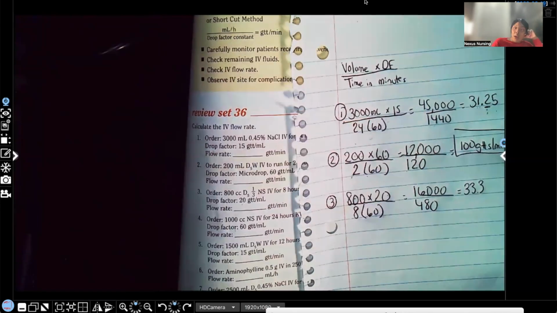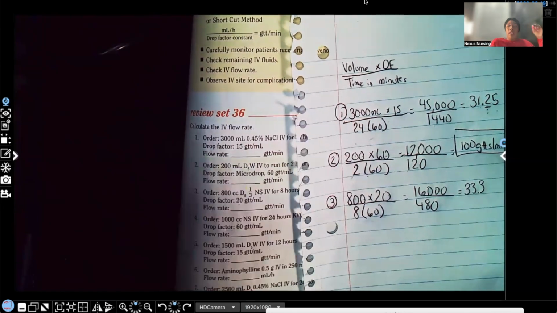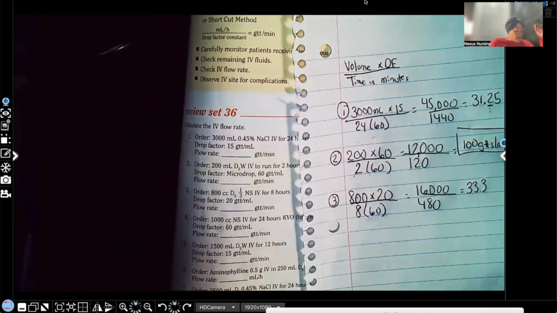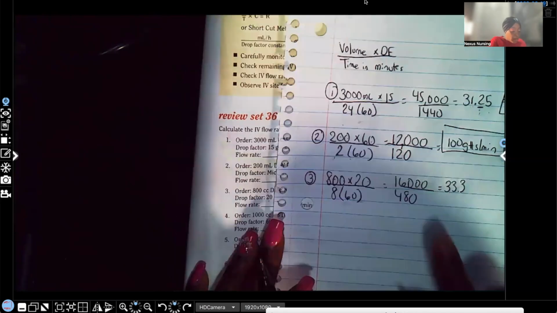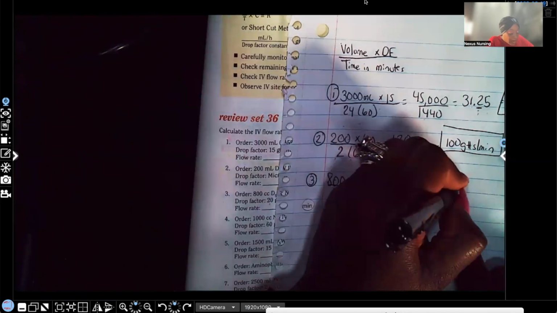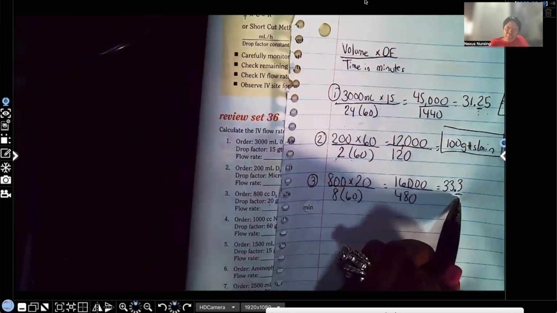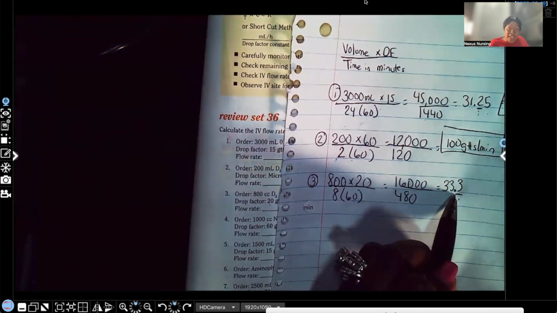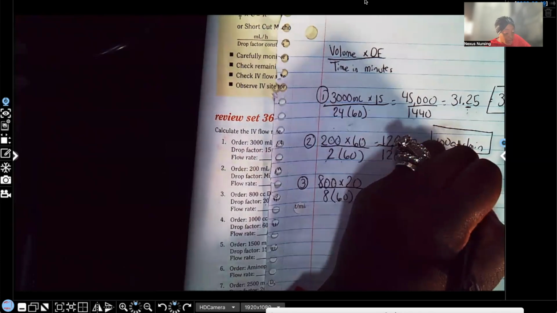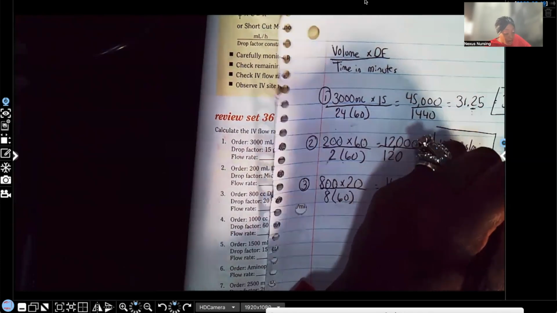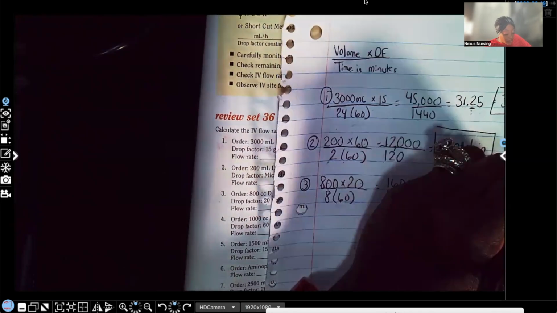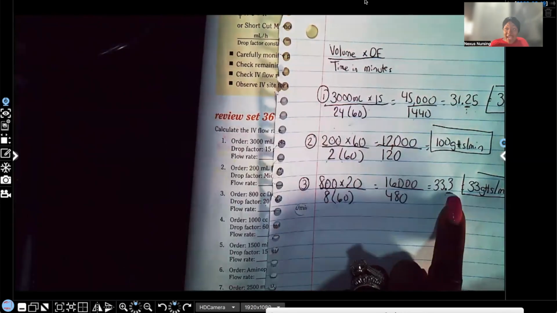So is this our answer? No, because remember, your flow rate has to always be a whole number. So that 33.3, let's look behind the decimal, and behind the decimal is a 3. That 3 is less than 5, so I'm going to keep that 33. My correct answer is 33 drops per minute. If this 3 were a 5, that 33 would have turned into 34. But because it's less than 5, it remains, and we keep it as 33.